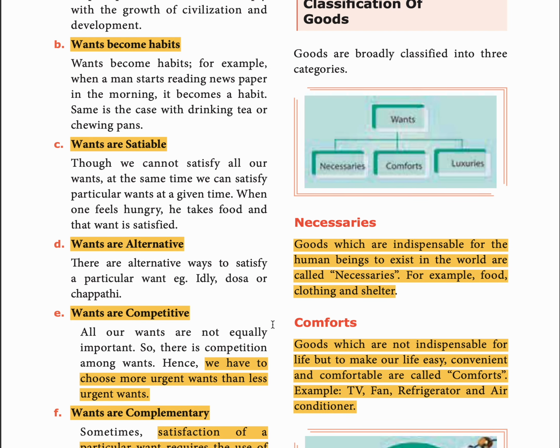Now, what is the classification of goods? Goods are classified into three categories: necessary, comfort, and luxury. Goods which are indispensable for human beings to exist in the world are called necessaries. The goods without which we cannot exist on the earth are called necessaries. For example, food, clothing, and shelter.